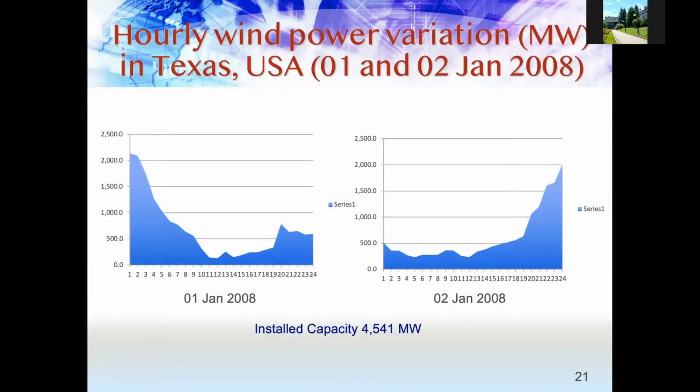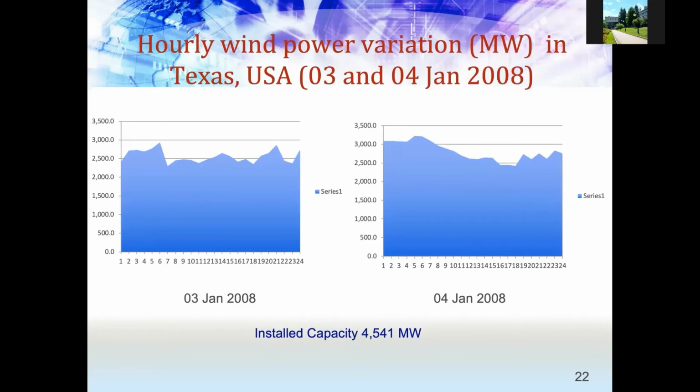Longer term wind, again for Texas data, 2008 in January. January 1st is about a 4,500 megawatt wind farm. 2,000, maybe 2,200 capacity at midnight. Slowly drops to almost 50 during daytime and picks up. Day 2, January 2nd, it stays low, below 500 out of 4,500 for most of the day. By about 4 or 5 o'clock, it starts to pick up. That's 2 days. Look at the next 2 days.